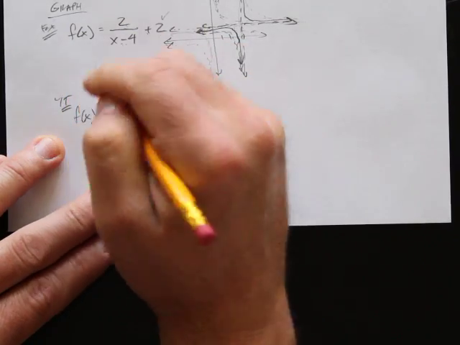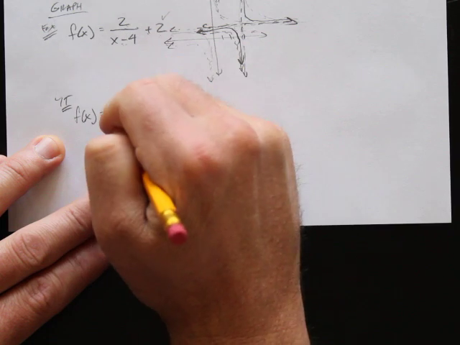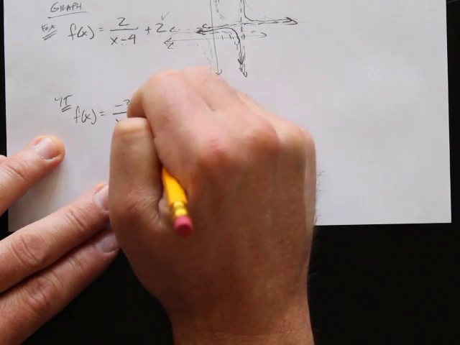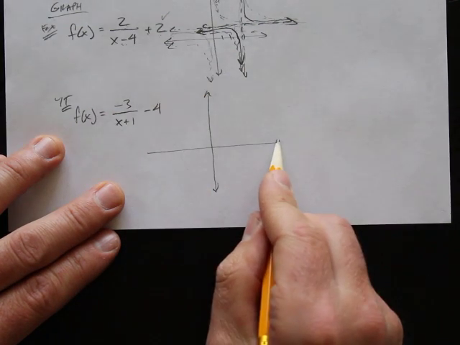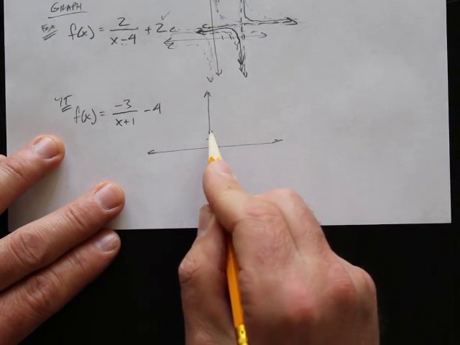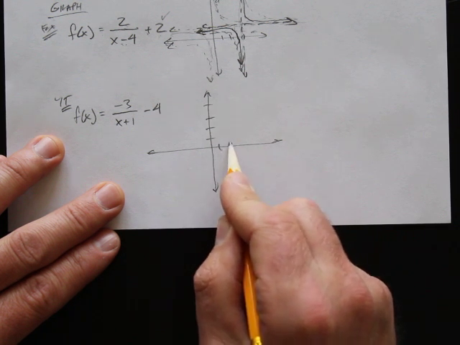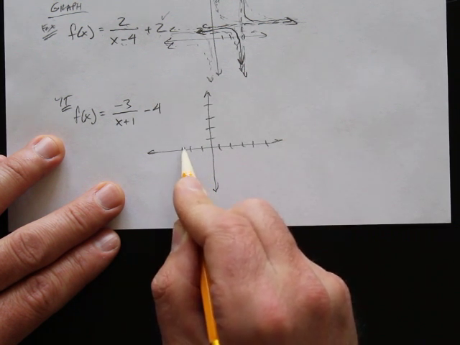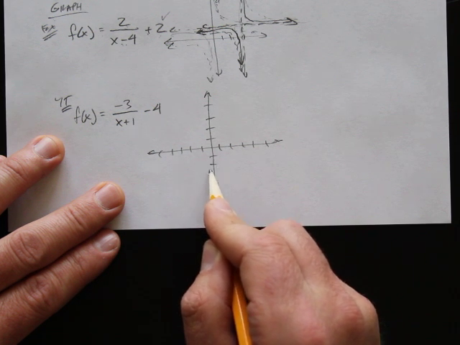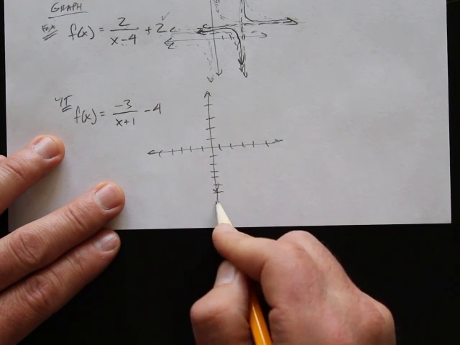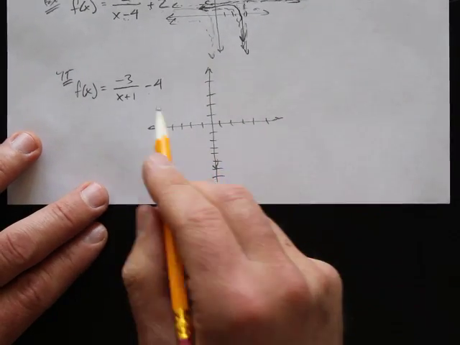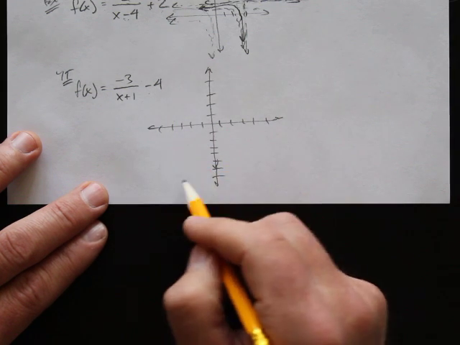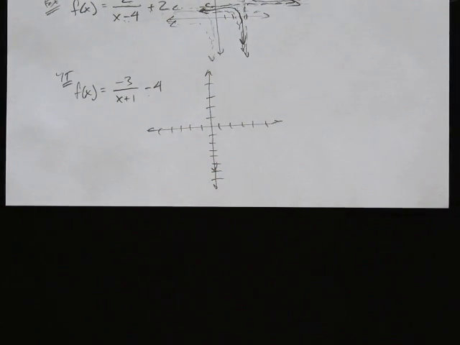f of x equals negative 3 over x plus 1 minus 4. So draw your coordinate plane with nice big delineations. Put a little bit extra down here at the bottom because I have minus 4. Oh, but I'm going to flip it too. So anyway, pause it and go. Go, go, go. All right. Let's see how you did.